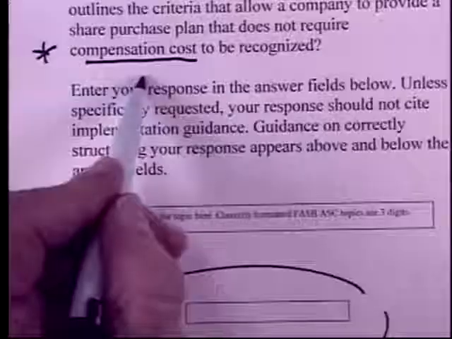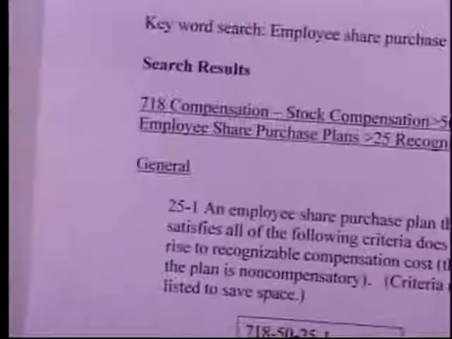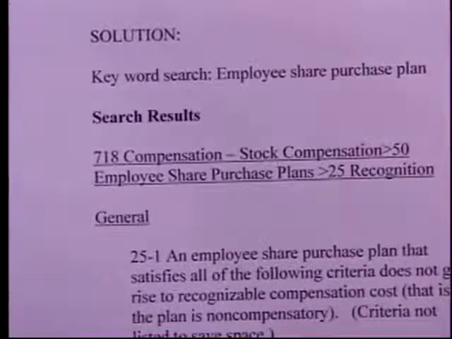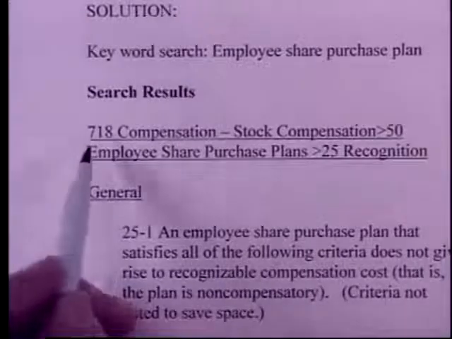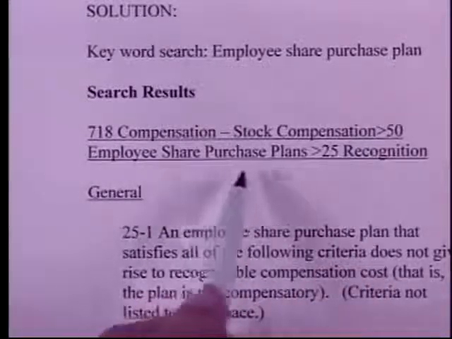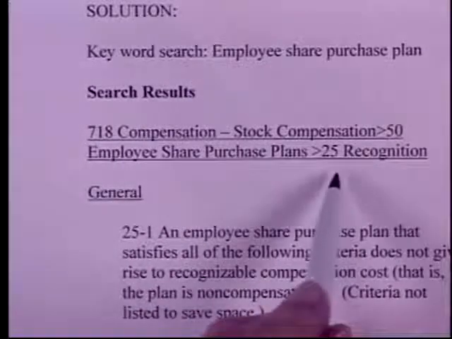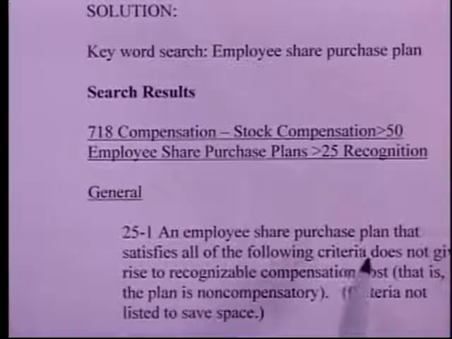I started off using the research that we have at the college and said, I'm going to start with those keywords. And then I'm going to worry about the compensation cost later. I think you could have done it either way. But it came up so quickly. So what I did, just like Google, I put employee share purchase plan. And it came up topic 718, stock compensation, 50, employee share purchase plans. So there's my answer, 718, 50, 25, and then paragraph.